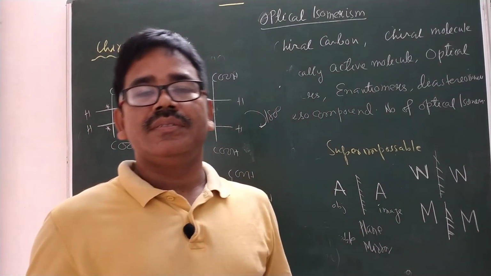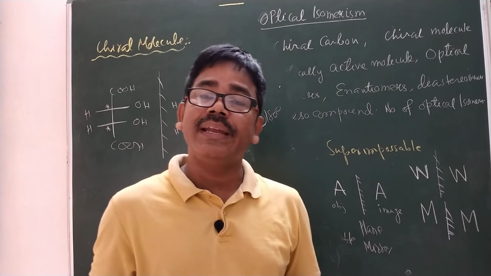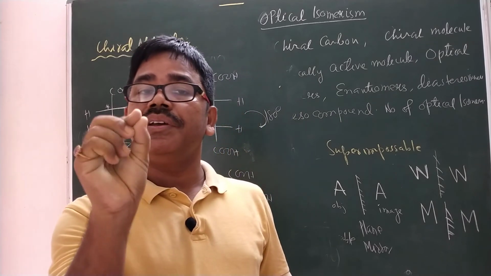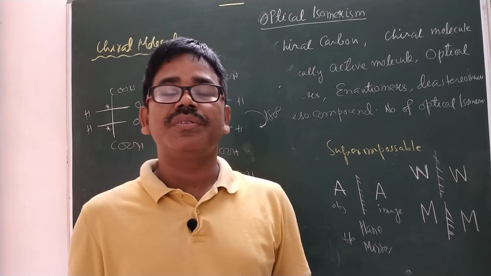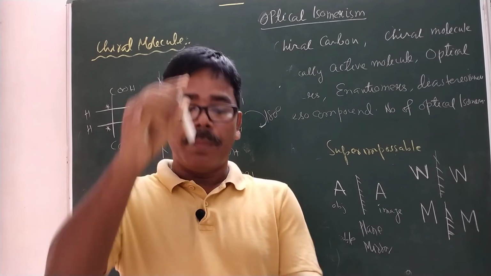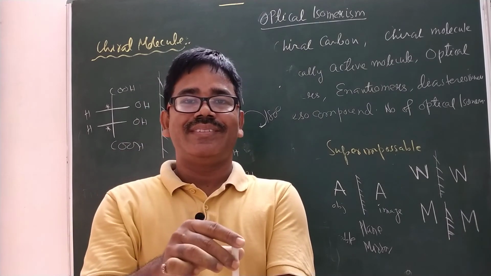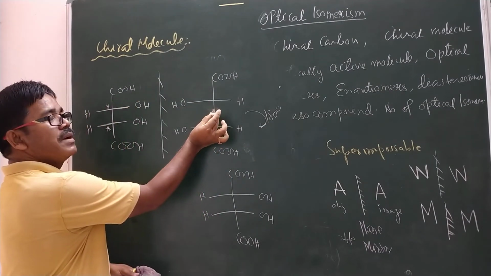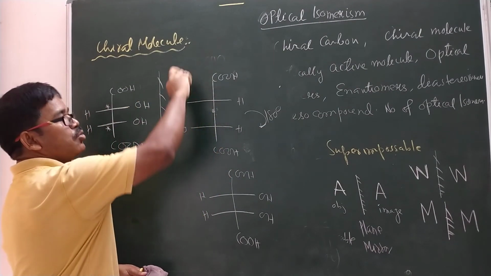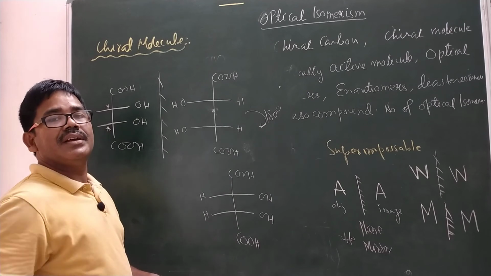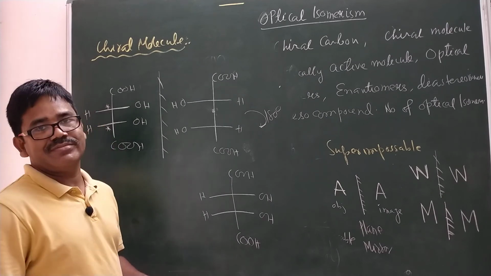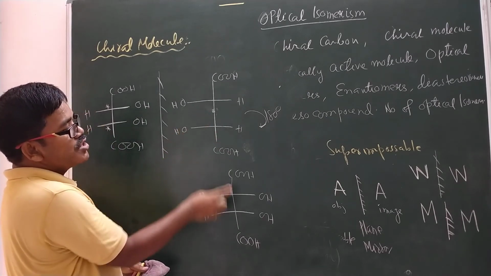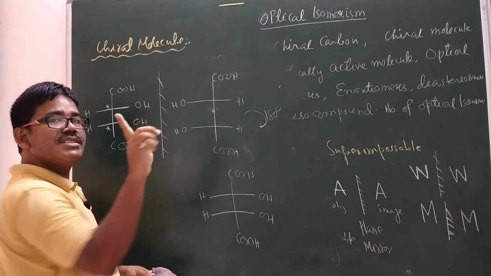a molecule can be rotated by an angle of 180 degrees about an axis perpendicular to the molecular plane. Here the board I am considering as the molecular plane, and this is the axis which is perpendicular to the molecular plane. I can rotate the molecule by 180 degrees, either clockwise or anti-clockwise. Then its configuration remains the same. That means these two molecules are the same molecule.